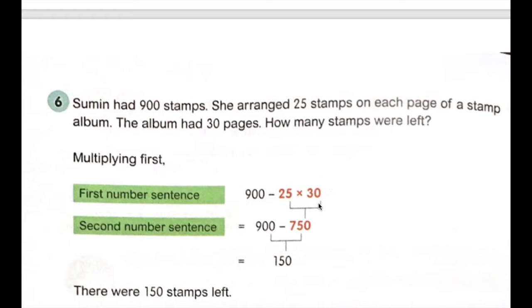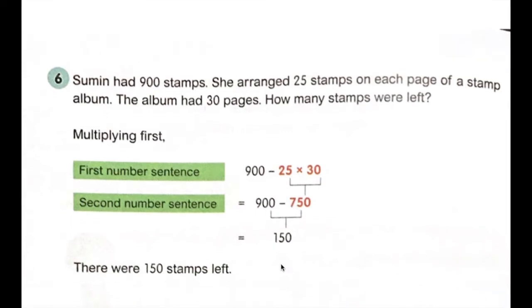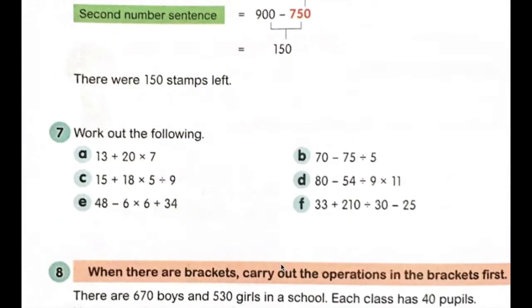Multiplication is stronger, so you will do this first. So it will be 900. Subtract with 750 becomes 150 stamps left yang belum dipasang ya di albumnya.